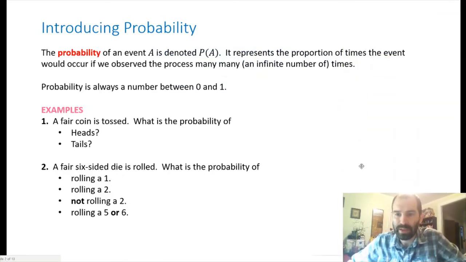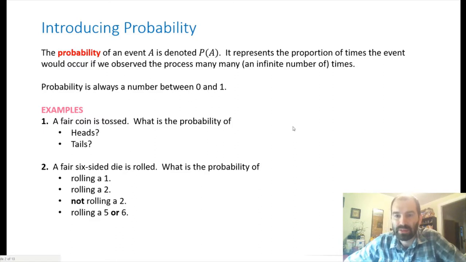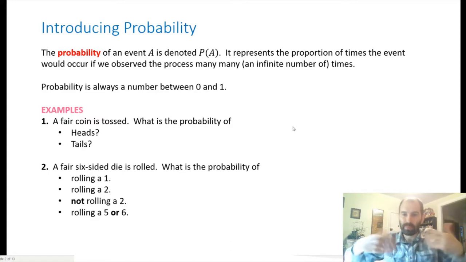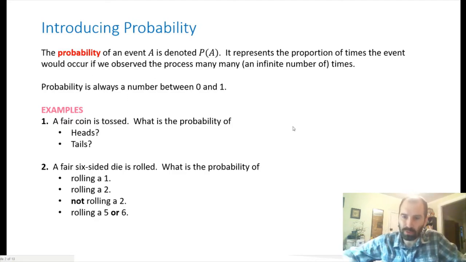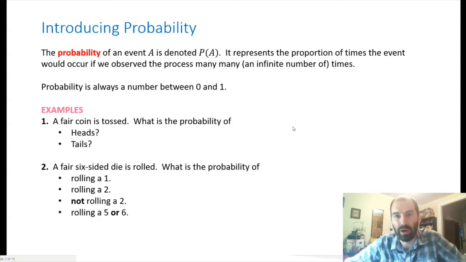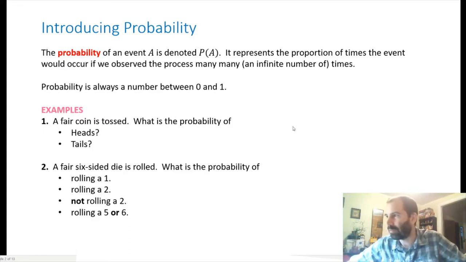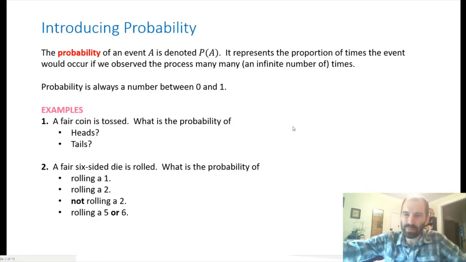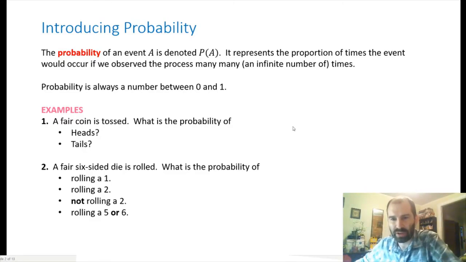So probability is just the likelihood that an event is going to occur, okay? It's a measurement of the likelihood that something's going to occur. And you can also think of this as if you were to perform some routine over and over and over again, it's the proportion of times that that event would occur in the long run. So if you were to imagine doing this experiment like rolling a die or tossing a coin or throwing a dart at a dartboard an infinite number of times, what proportion of the times would you achieve a particular result? That proportion is going to be the probability, all right?